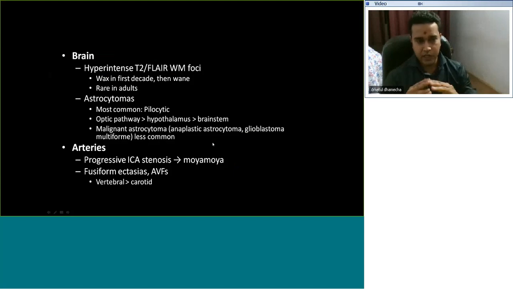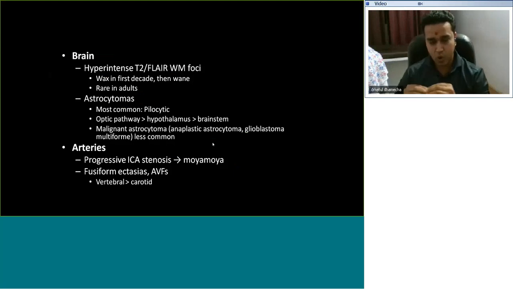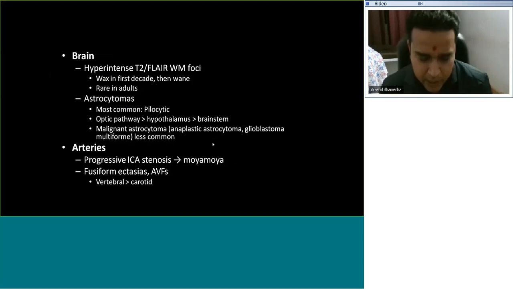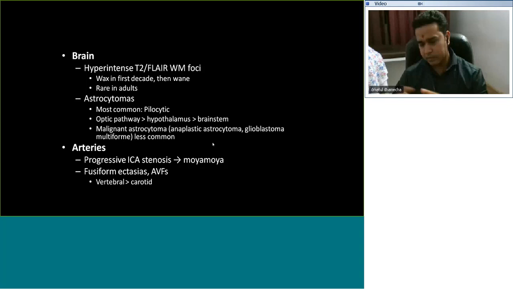So what did we find in the brain? Hyperintense T2 and FLAIR-weighted white matter foci. This is commonly seen in pediatric patients. A person may come with a normal screening of the brain or something, and we find some hyperintense foci in the brain in the pediatric age group. We certainly mark it as UBO and some follow-up.